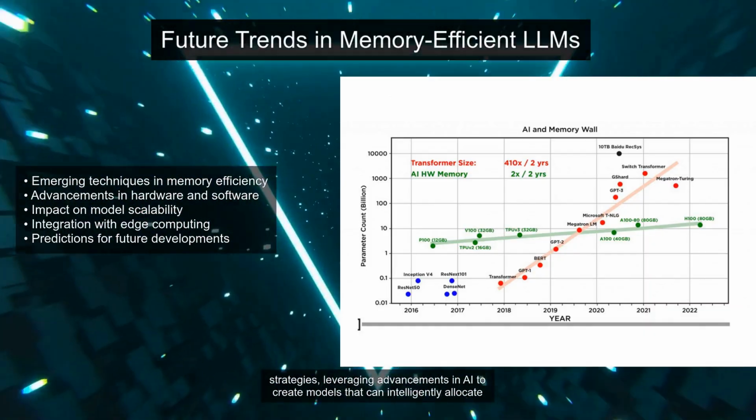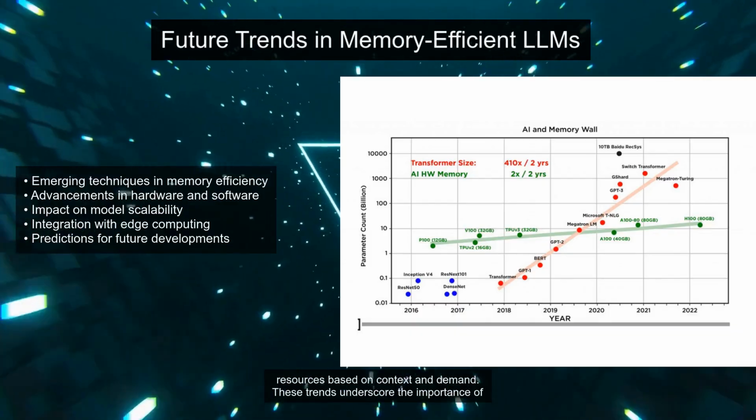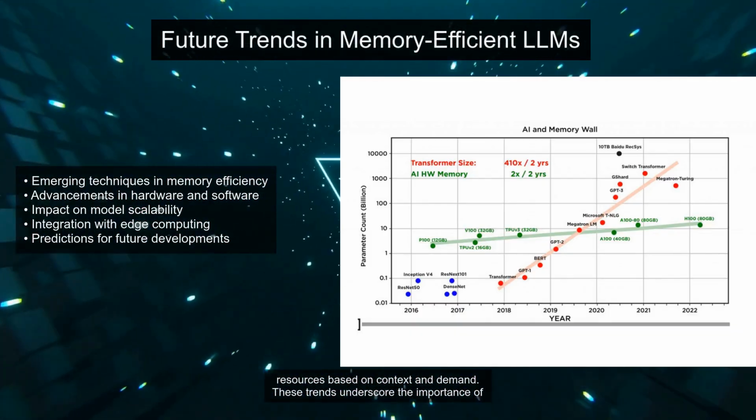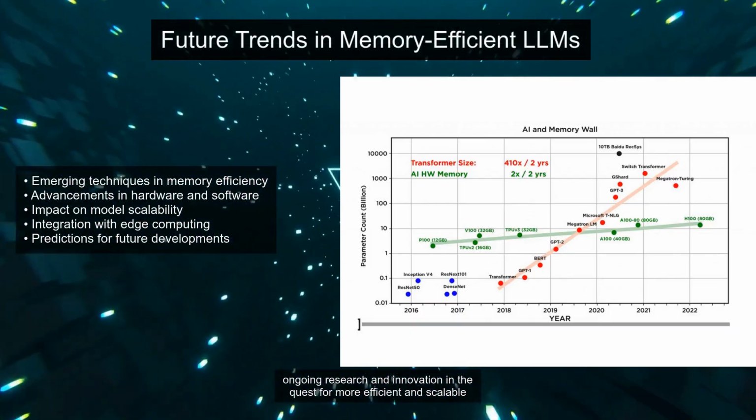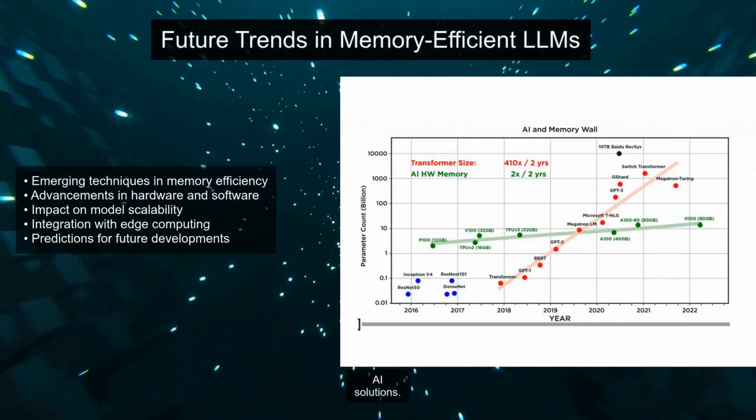Predictions for the future include the development of more adaptive and dynamic memory management strategies, leveraging advancements in AI to create models that can intelligently allocate resources based on context and demand. These trends underscore the importance of ongoing research and innovation in the quest for more efficient and scalable AI solutions.